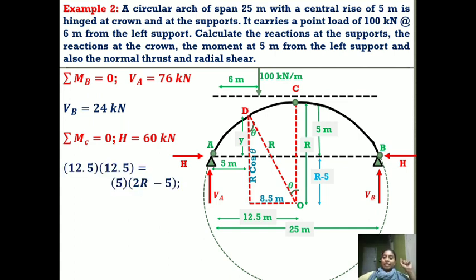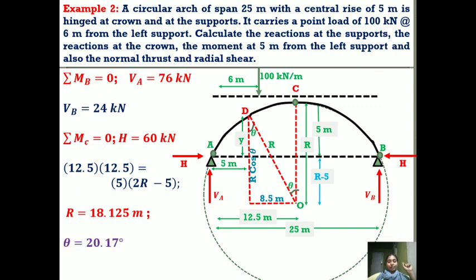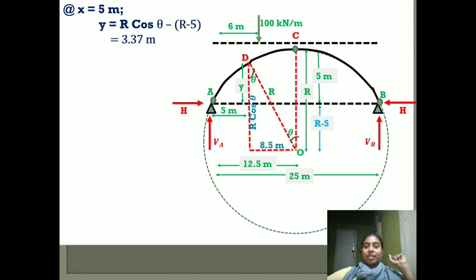Now you apply the segmental chord theorem. So 12.5 into 12.5, L by 2 into L by 2, is equal to the rise 5 into 2R minus 5. We get R is equal to 18.125 meter. That means it should be greater than 12.5 meter. So 18.125 meter. Now D is the section. So from D, join the center and find theta using Pythagoras theorem. Theta is equal to 20.173.